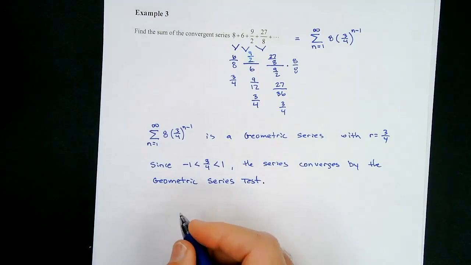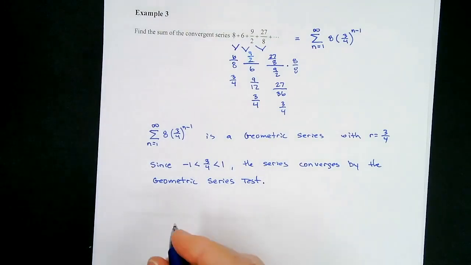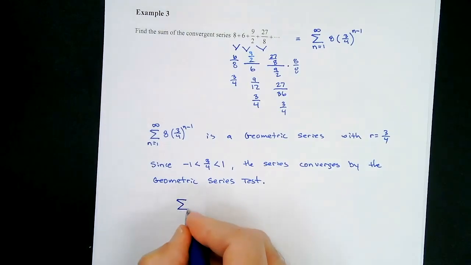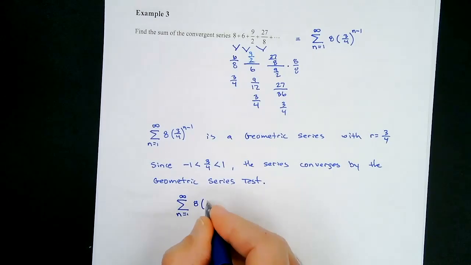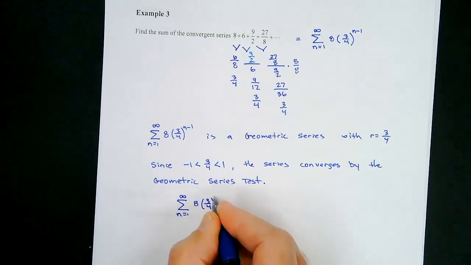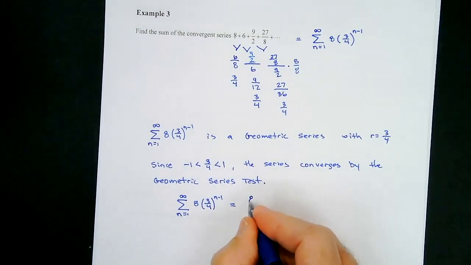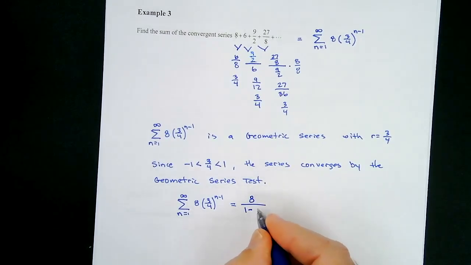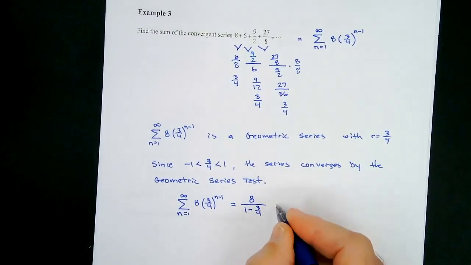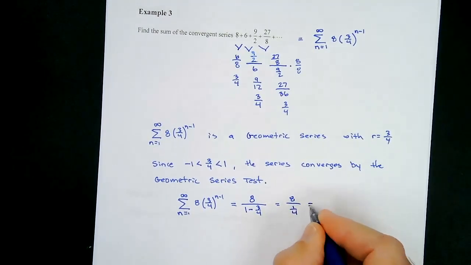And the geometric series test is the only test where we can actually know what it converges to. There's a formula for it. So for the sum from n equals 1 to infinity of 8 times 3/4 raised to the n minus 1, if r is between -1 and 1, the sum of the series will be 8, which is the first term, divided by 1 minus 3/4. So that would be 8 divided by 1/4, or 32.